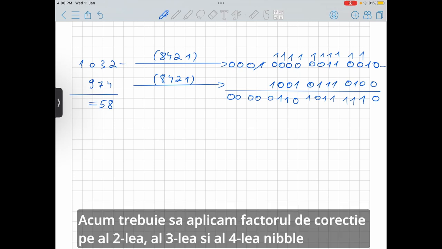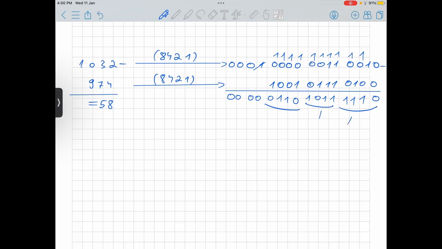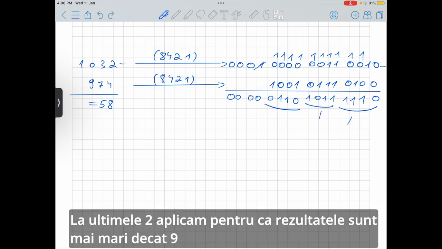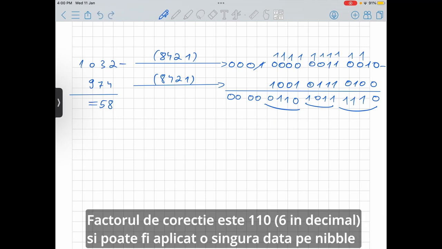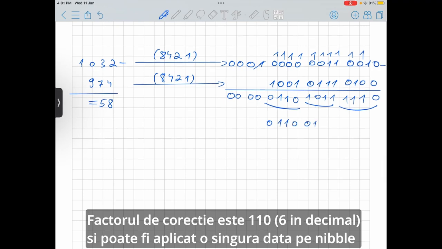Now we'll have to apply the correction factor on this one, and on this one. On these two, we will apply it because the value exceeds 9 in decimal. And here we will apply it because we used these ones here. The correction factor is 6, or in binary, this is 0110. We can apply the correction factor just once.